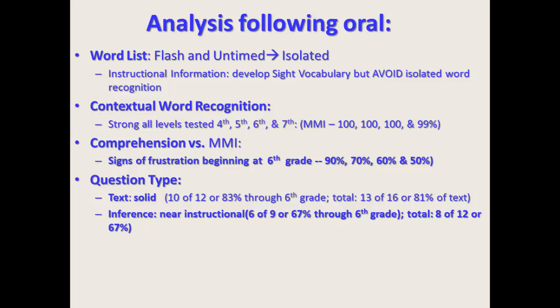Inference, keeping in mind that this is near instruction, 67% through 6th grade. Even 67% when you had all of them combined. So inferences, reading inferences, are pretty good with this student. Critical response, we have some concern here. Inconsistency is the basis of our concern. 6 of 9 or 67% if you look at just the 4th, 5th, and 6th grade. When you combine them, we have 50%.